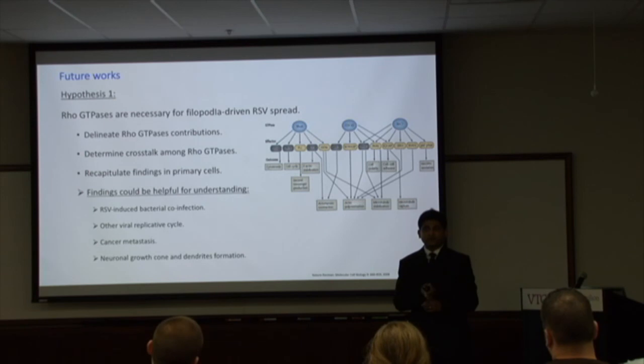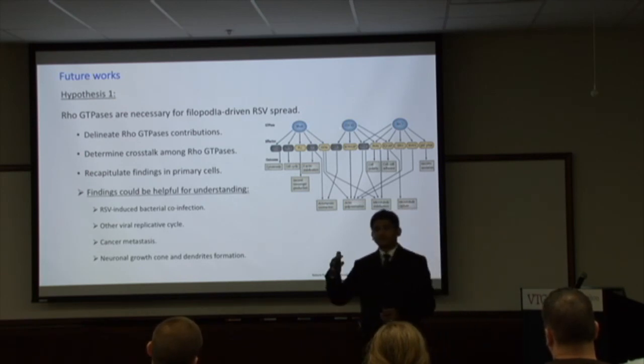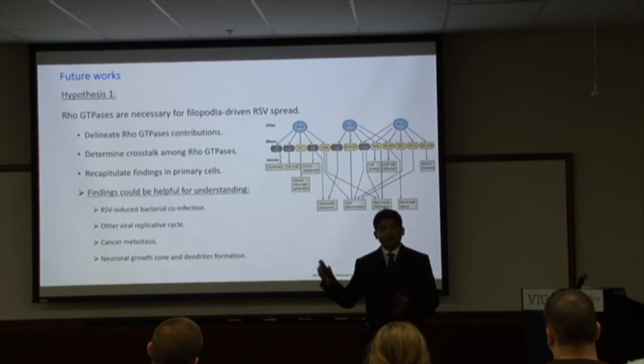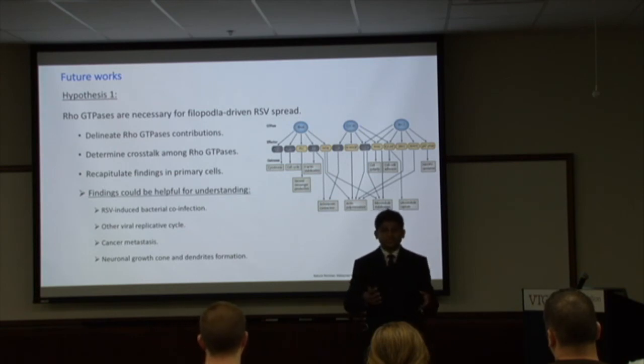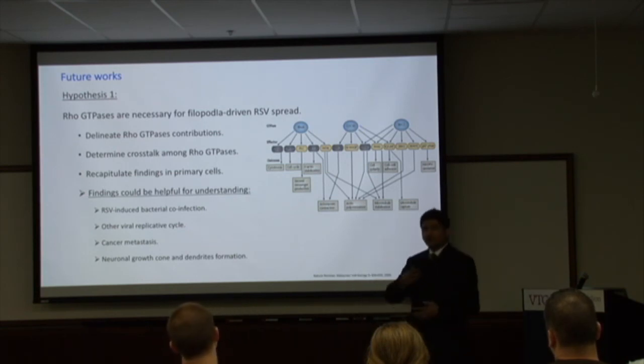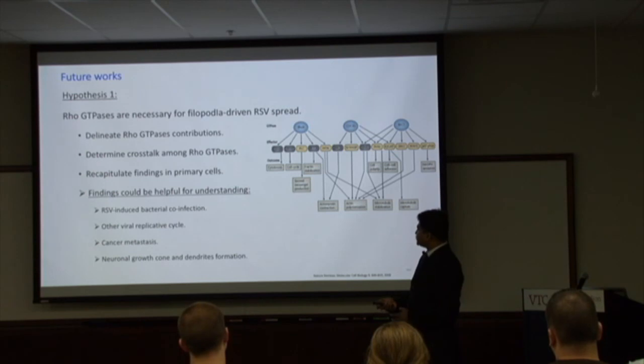And if I find that, for example, CDC42 is involved, then I want to recapitulate that in primary cells, because all I've been doing is a 2D culture system. I want to go to a 3D culture system that allows me to better recapitulate the results in primary cells.